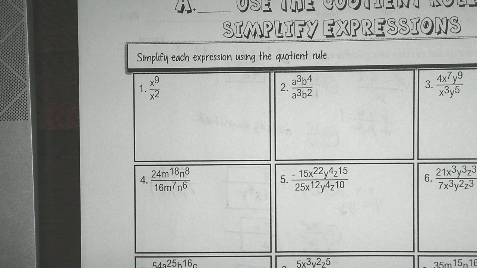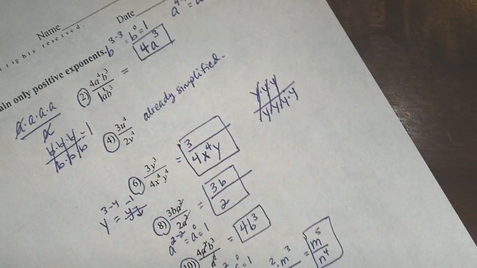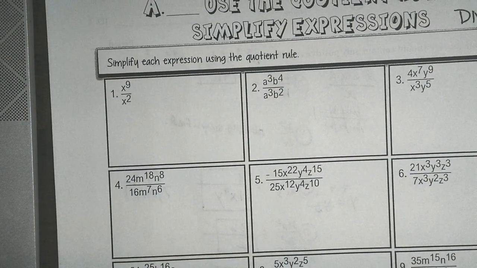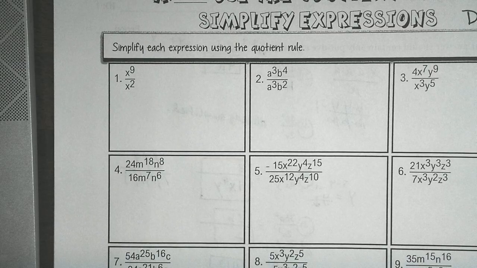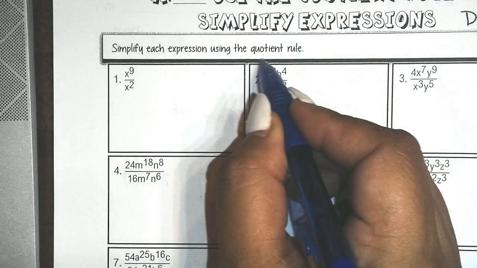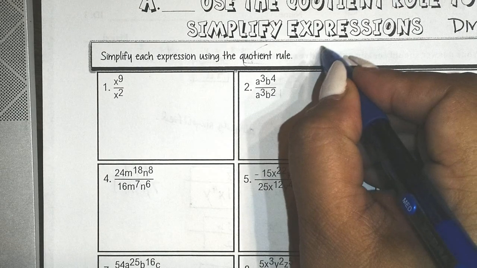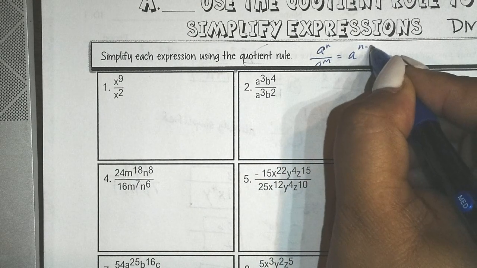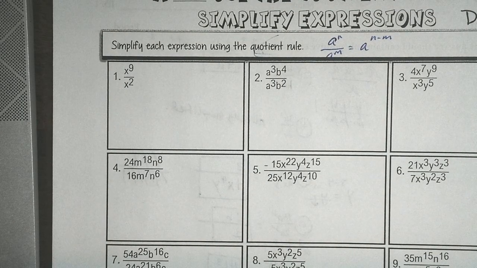All right, more on quotient rule, dividing by a monomial. Now these are a little bit more difficult than what we had before. It looks more difficult, but all it is is just longer. What you're supposed to do is, again, quotient rule says that if you have a to the n over a to the m, you're supposed to subtract your exponents if they have the same base.